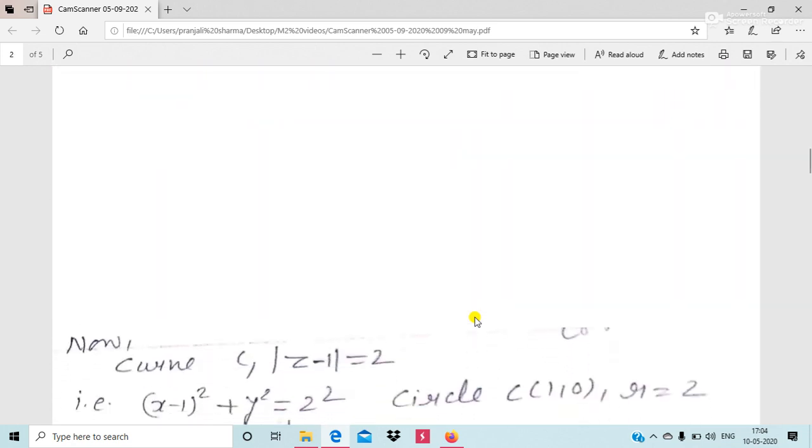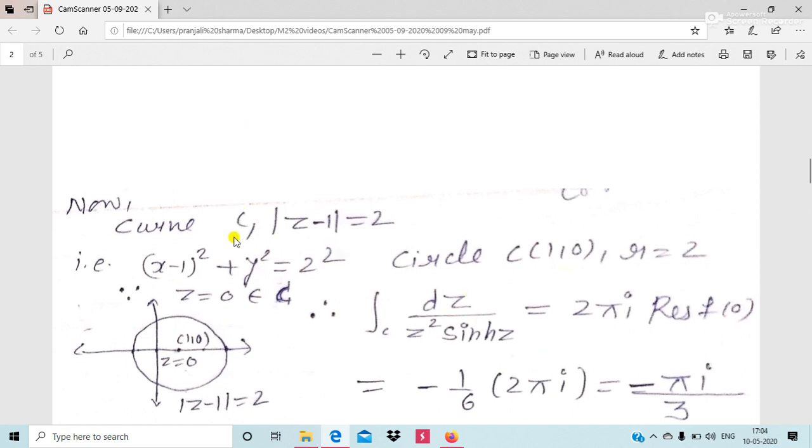Now let's analyze the curve. The curve was |z - 1| = 2, and we know that z is x plus iy, therefore it is |x - 1 + iy| = 2. By the definition of mod, it will be root over (x - 1) square plus y square, which is equal to 2, and when we square both sides, it will be (x - 1) whole square plus y square is equal to 2 square, which is a circle whose center is (1, 0). As you can see in the diagram, the center is (1, 0) and radius is equal to 2.